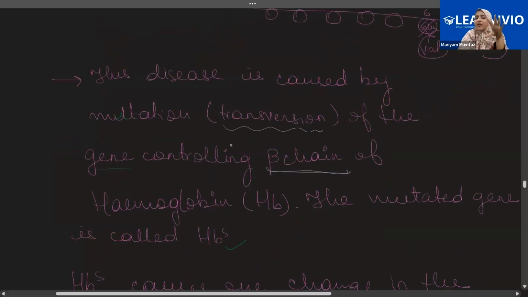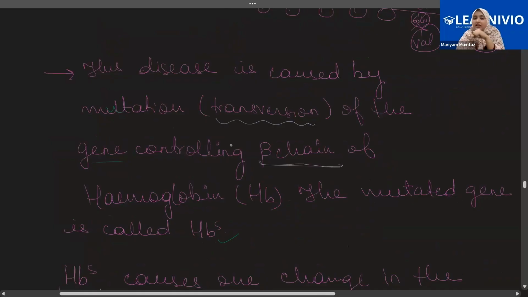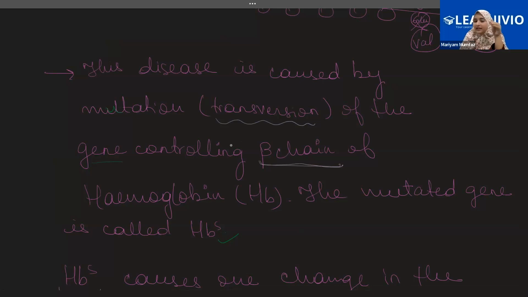Yes. So when one base is substituted by another type, a purine is substituted by a pyrimidine. Very good, you remember. Okay, so here also transversion happens in the gene controlling the beta chain of hemoglobin. See, hemoglobin has an alpha chain and a beta chain in it. So here the beta chain of the hemoglobin gets affected. Okay, and the hemoglobin that is affected is HBS, meaning after being affected, it becomes HBS.